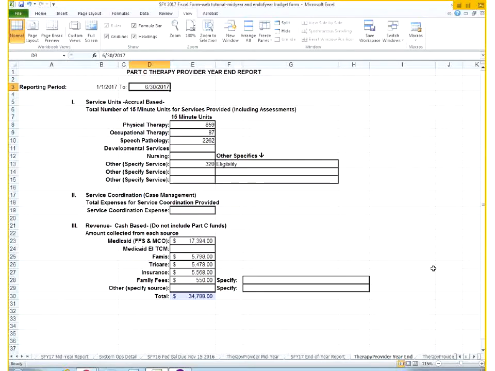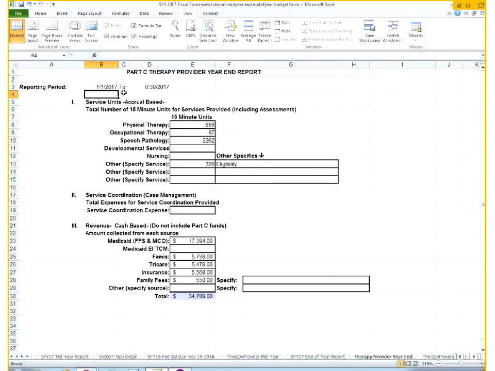Your therapy year-end report is completed just like your therapy mid-year report. Once again, you're going to want to send the spreadsheet well in advance to all of your contract providers, and you want to ask them to return the spreadsheet to your system at least 1 week before your year-end expenditure report is due to the state, so that you have enough time to review them and compile all the information.